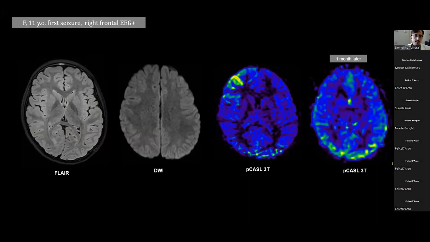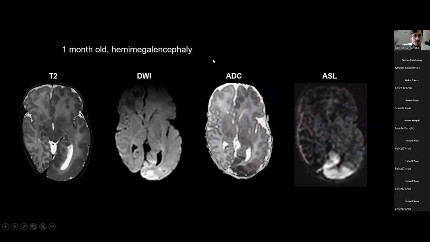In more severe epilepsy, like this case of an infant with a left hemimegalencephaly, you can see this left occipital pole with an important malformation of the cortex. This infant was presenting severe and relapsing seizures, with an increased perfusion on the ASL map, but also a restriction of diffusion of the cerebral cortex in the same region presenting the hyperperfusion.